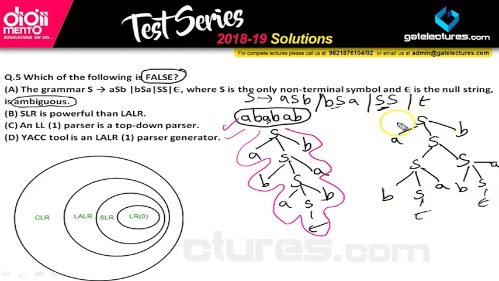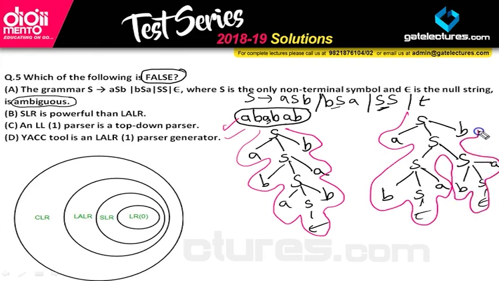I have told you how to parse a tree from top to down and left to right. So it is A, B, A, B, and the same string is produced. So I have given two parse trees for the same string, and that's why the grammar is ambiguous. So this option is right, but we have to pick out the false one, so this is not the answer. Whenever they ask about ambiguity, always try to make different parse trees for the same string. For my same string I have given two parse trees, so the grammar is ambiguous.